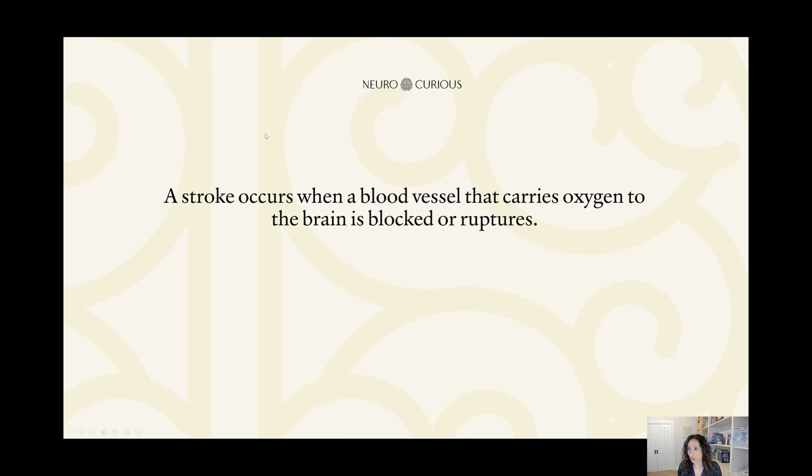Everyone has heard of strokes, right? Perhaps you or someone you know has suffered from a stroke. But do you actually know what a stroke is? According to the American Heart Association, a stroke occurs when a blood vessel that carries oxygen and nutrients to the brain is either blocked by a clot or ruptures. When that happens, the brain cannot get the blood and oxygen that it needs, and so the brain and its cells die. It's a bummer.